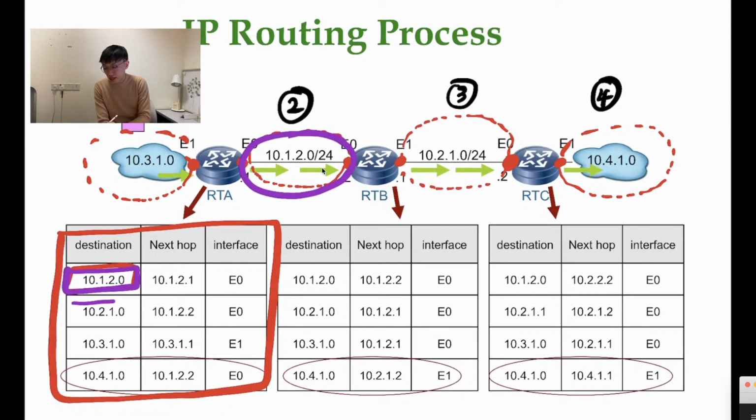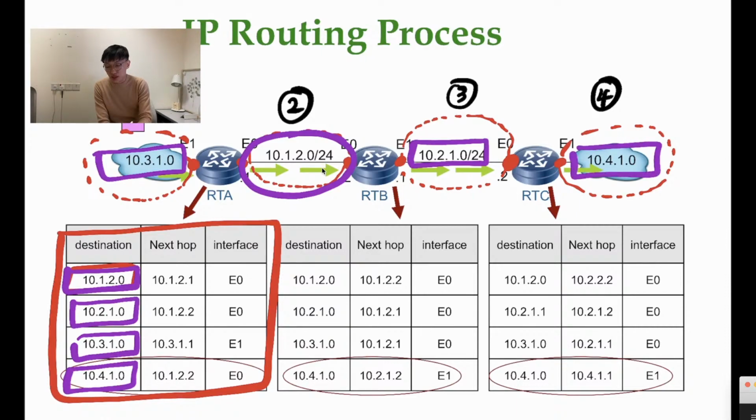Now the second line, 10.2.1.0, is actually this one here. And 10.3.1.0 is this one here. And then the last one, 10.4.1.0, is this one here. So that is how I know that in the routing table of router A, there should be 4 rows representing 4 routes to these 4 networks.